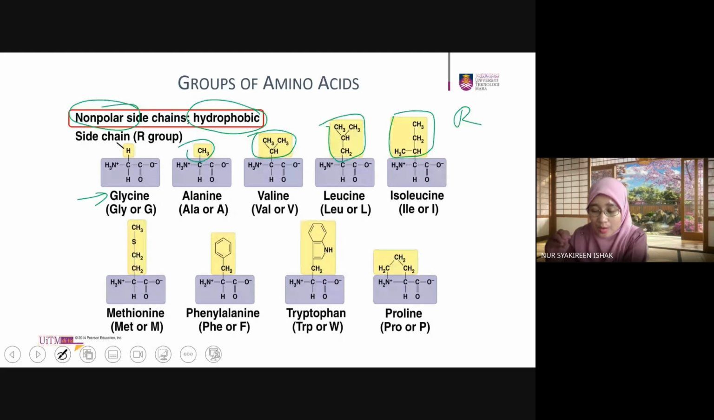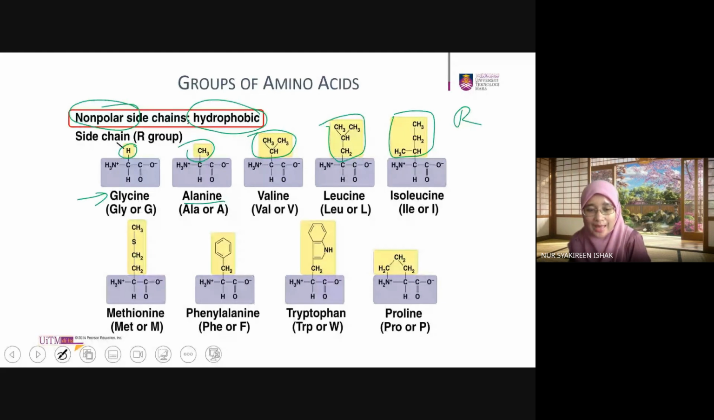Okay, so if you observe the structure of all these amino acids, the side chain only consists of carbon and hydrogen. For example, the simplest amino acid here is glycine. In glycine, the side chain consists only of a hydrogen atom. As for alanine, it consists of a methyl group. Valine consists of even more carbon and hydrogen, hydrocarbons. Leucine, also hydrocarbon, isoleucine, proline, tryptophan, phenylalanine, and also methionine.